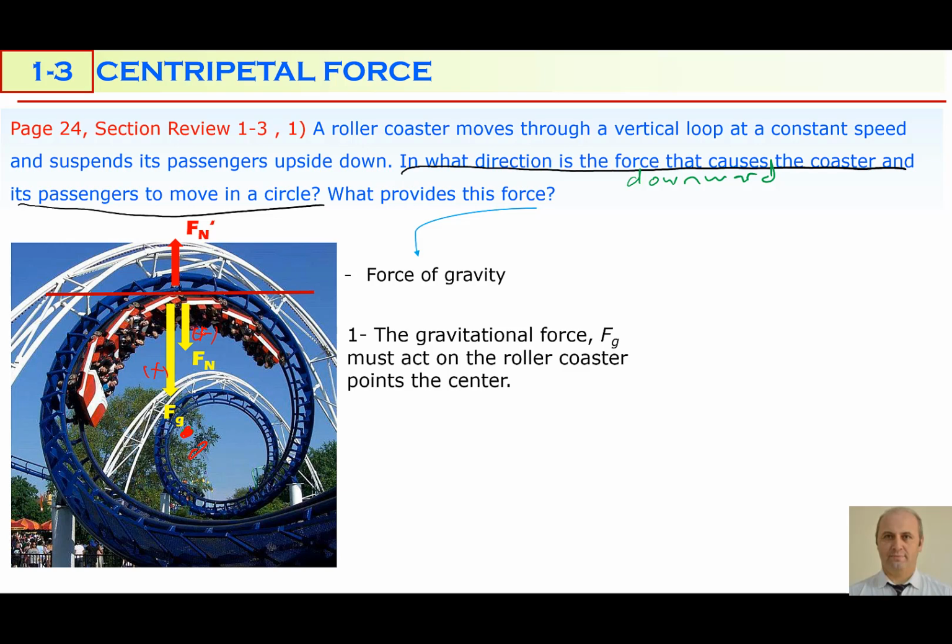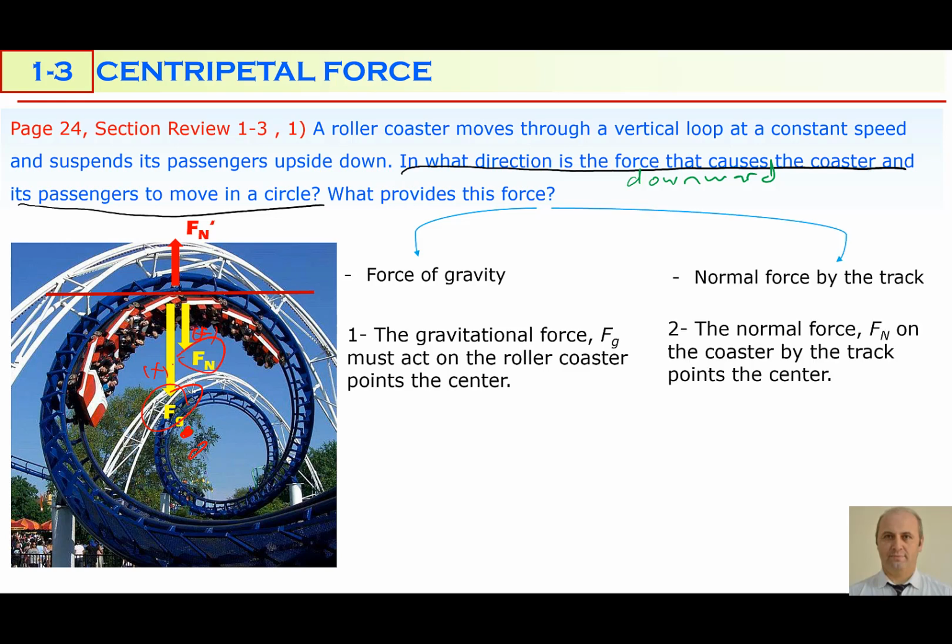Both positively affect the centripetal force. That's why we are going to say that the force of gravity is one force which provides centripetal force. The second one is the normal force by the track. The normal force by the track also affects the centripetal force. So if we want to write the centripetal force equation at this point, it's going to be Fg plus Fn, because both are pointing to the center of the circle. So we are going to add them. The resultant force will be the centripetal force acting on the car at that position.